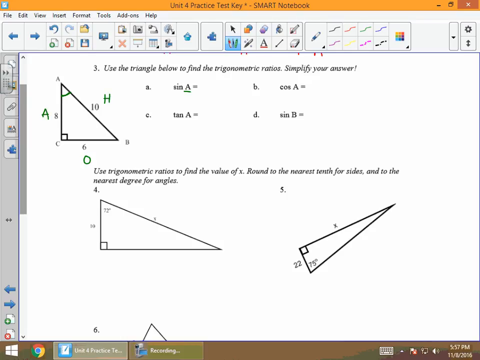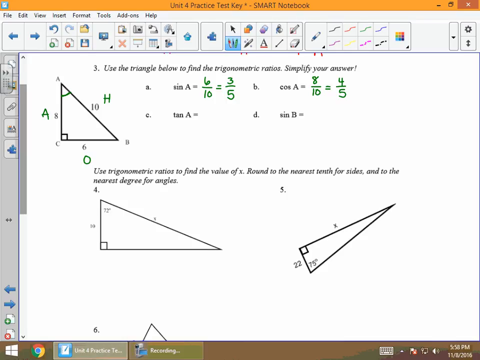So if I want to do the sine of A, the sine is opposite over hypotenuse. So in this case, I have 6 is the opposite, 10 is the hypotenuse. And that reduces down to 6 over 10, both divisible by 2, so 3 over 5. So your final answer there is 3/5. For part B, it wants us to find the cosine now of A. Cosine is adjacent over hypotenuse, which is 8 over 10, which reduces to 4 over 5.